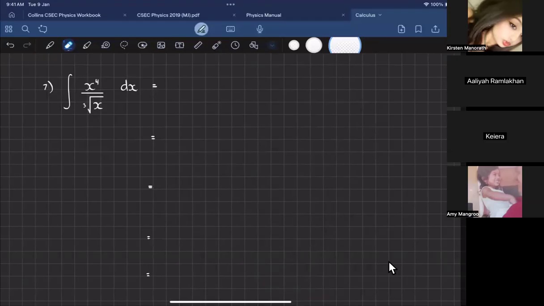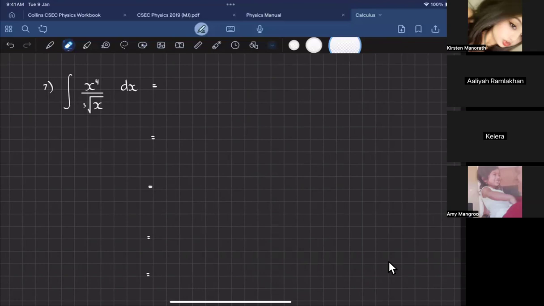This is more like indices. I changed the power to what I wanted, so now I have to add 1 to the power. Wait, wait, wait. Before you could integrate, you need to simplify it to x to some power. So you have x to the power 4 on top and x to the power one third in the bottom. Right. What do you need to do next?